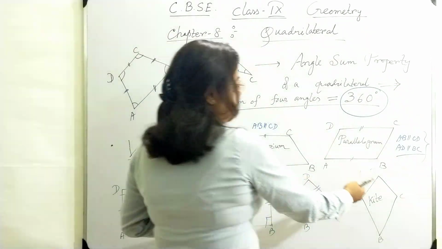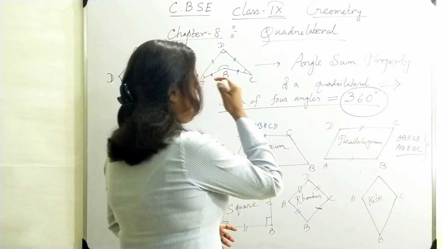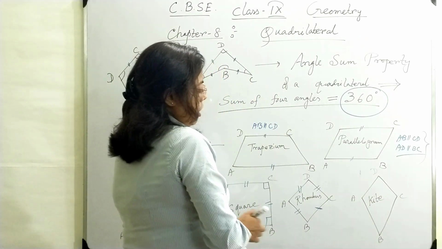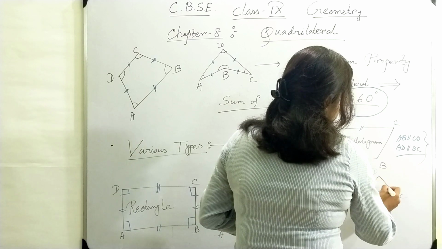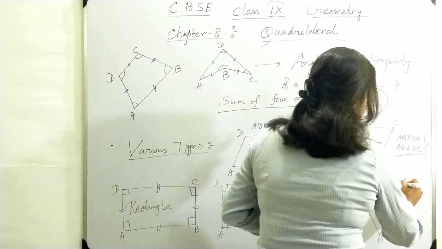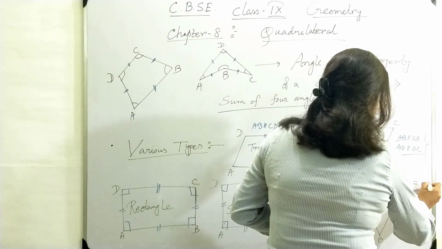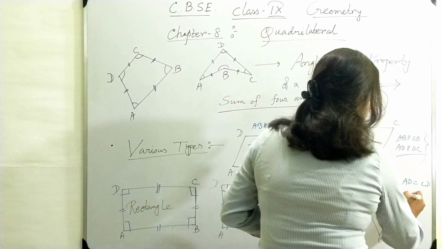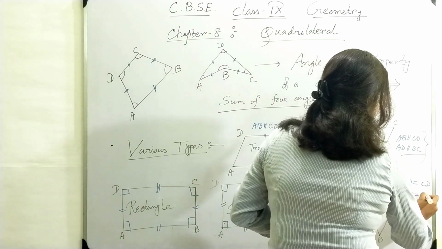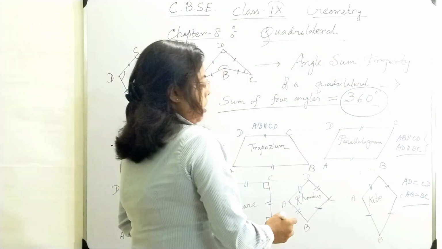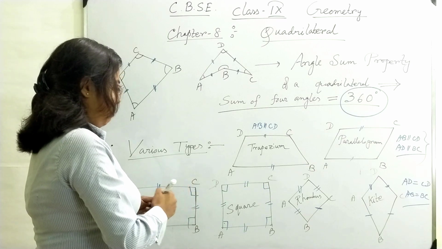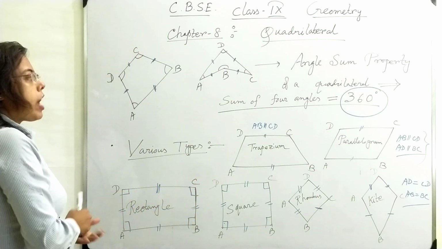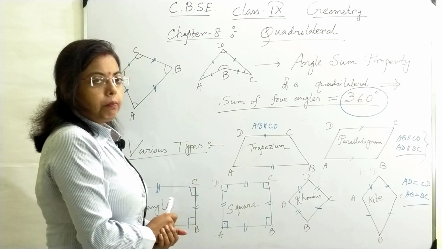And now look at this picture. This is known as a kite. Look here. This side and this side, that is AD and CD, are equal. AD equals CD and AB equals BC. When you get this type of quadrilateral, it is known as a kite. Clear? So these are the various types of quadrilateral.